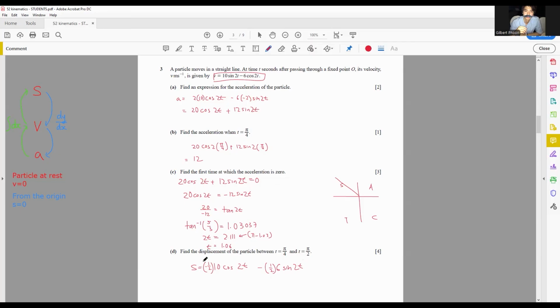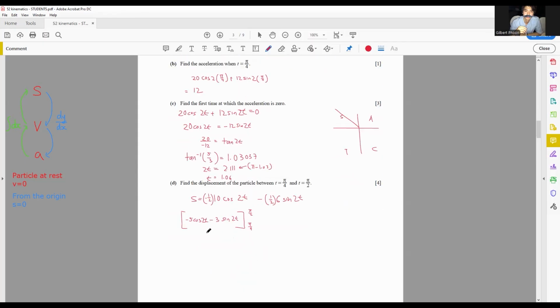And then from here, we are going to put the definite integral of negative 5 cos 2t minus 3 sine 2t between the limits of pi over 2 and pi over 4. Type this into the calculator, you would have gotten 5 minus negative 3, which ultimately gives me 8. So this will be the displacement here, 8 units.